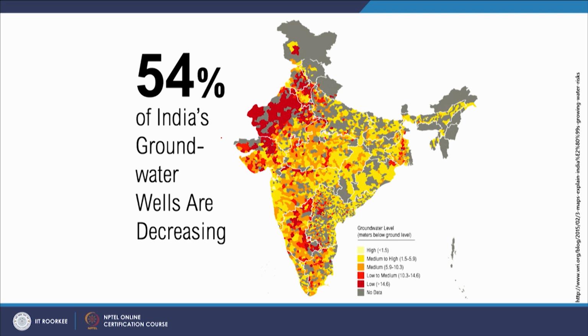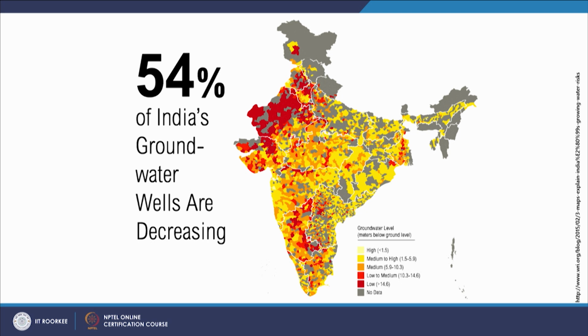Further, 44% of India's groundwater wells are decreasing. This is another very alarming situation in India, which you can also see through this map. But very recently, you can also check the net for this.